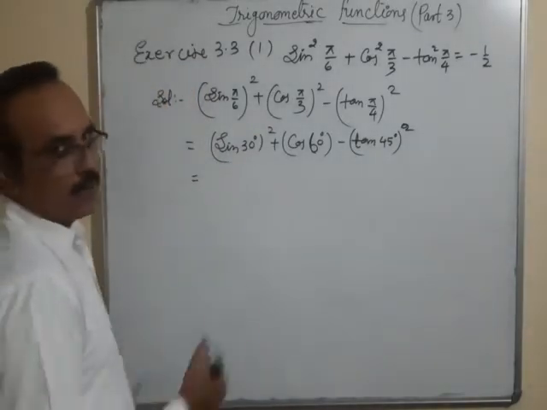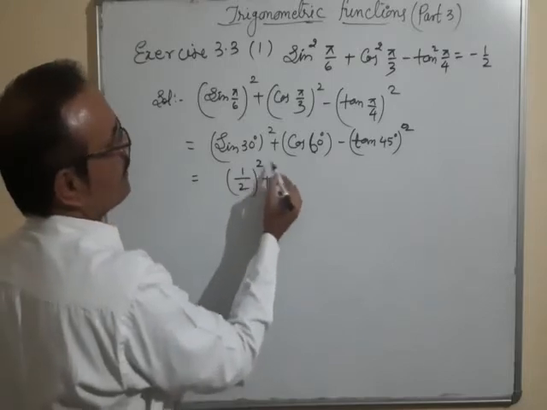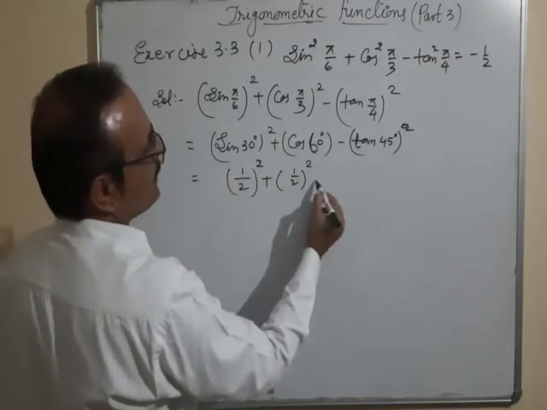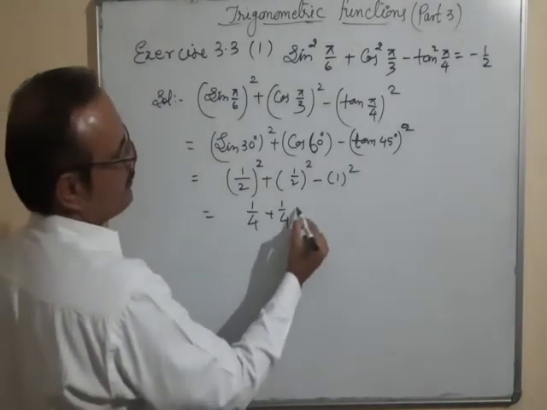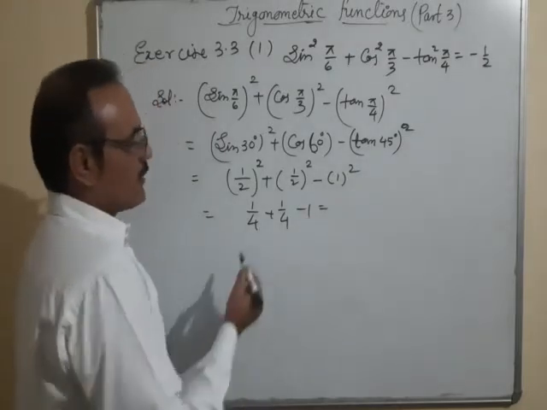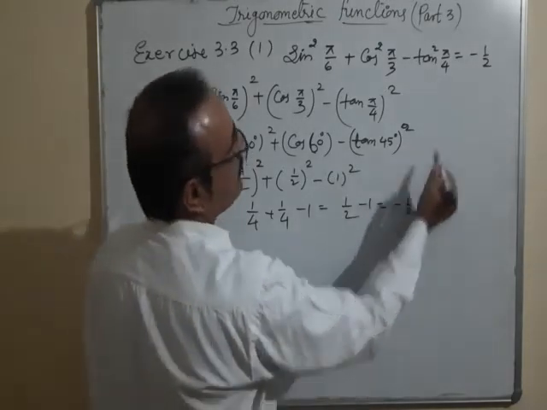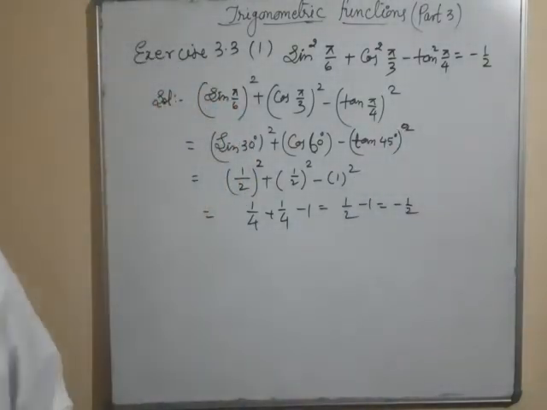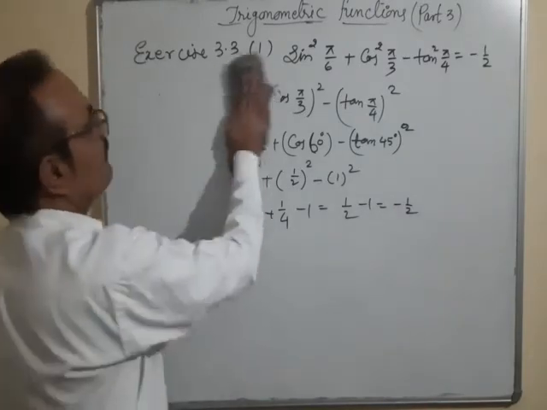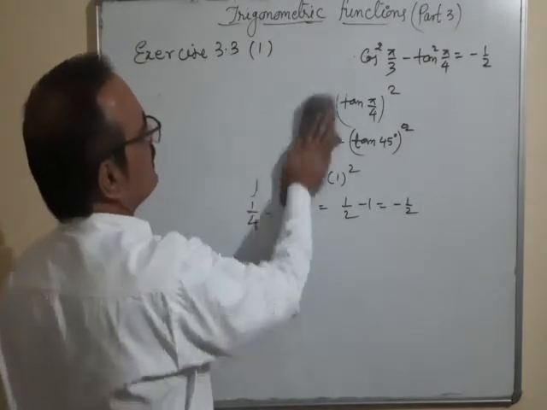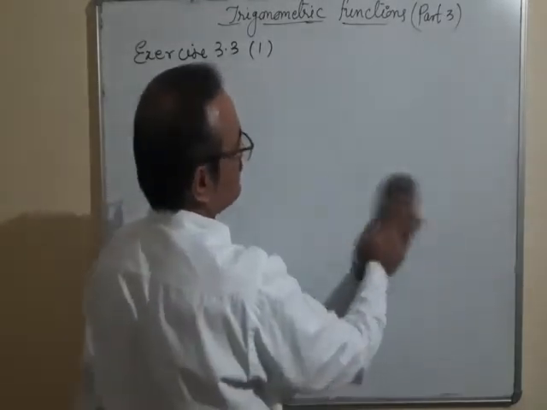Values: sine 30 by the table, 1 by 2 whole square, cos 60, 1 by 2 whole square, minus tan 45, 1 square. 1 by 4 plus 1 by 4 minus 1. 1 fourth plus 1 fourth is 1 half. 1 by 2 minus 1 is minus 1 by 2. So these are the values you can get directly from the table.